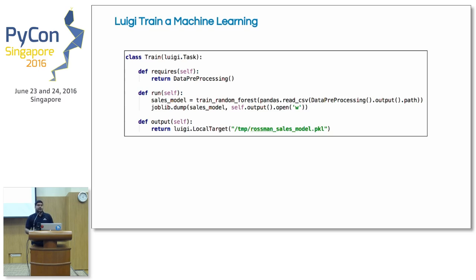So once we run train, what happens? It basically starts to draw the graph. It will say train depends on data preprocessing. Data preprocessing depends on data aggregation. Data aggregation depends on the three data ingestions of DB1, DB2, and API. So this is the graph that Luigi will draw out and start executing the tasks.